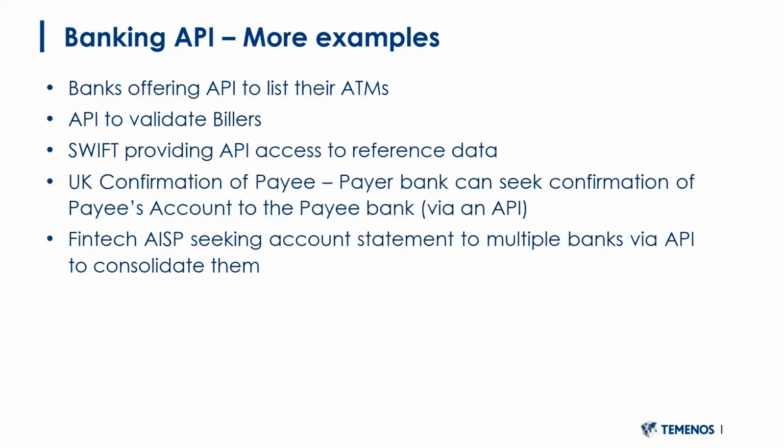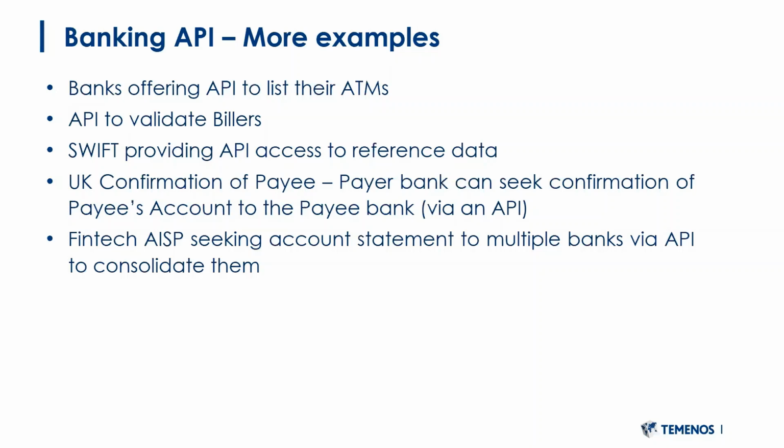UK Confirmation of Payee is another very innovative example. Today, when you make a payment to a payee, you do not know if that account is valid. You just make the payment, and if the payee's account is valid, it will go through. However, in the UK, under this scheme, as the payer's bank you can validate by calling an API at the payee's bank and getting confirmation that the payee is valid.